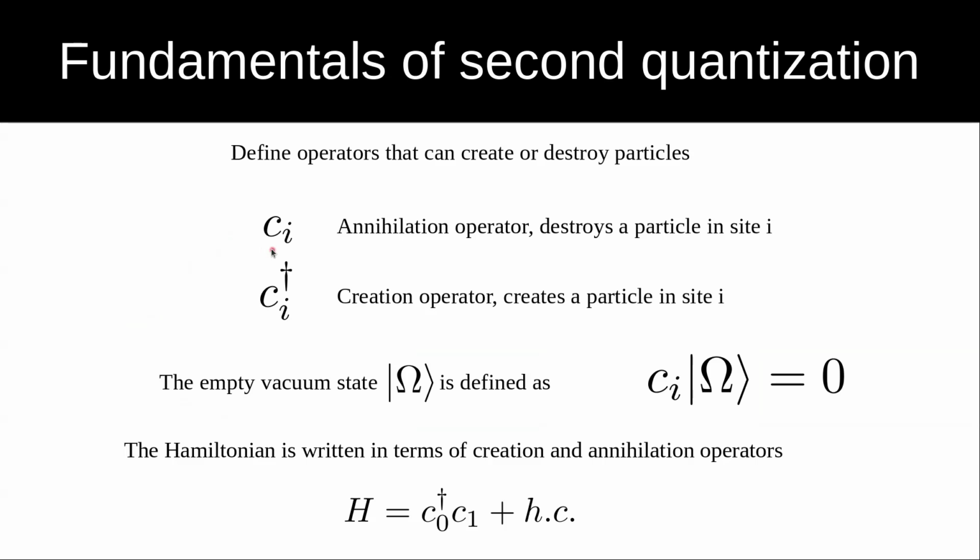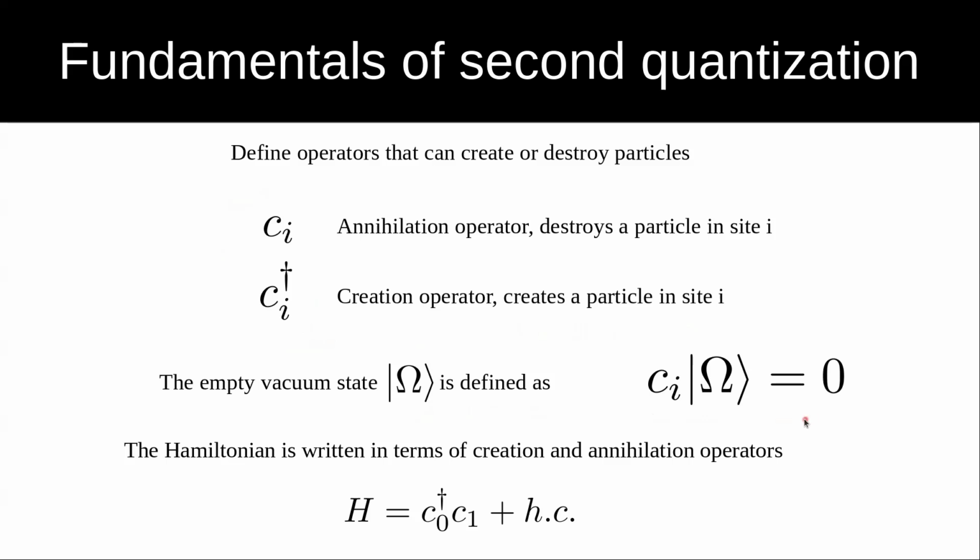We define the operator C_i, which is the annihilation operator. It effectively destroys an electron in site i. And then we have the other operator, the Hermitian conjugate, C dagger, which we call the creation operator, that effectively creates a particle in site i. Apart from these two operators, we also have a state that we call the vacuum state. This is a state that has no electrons whatsoever, and so when we try to destroy an electron over this ground state, we get zero.